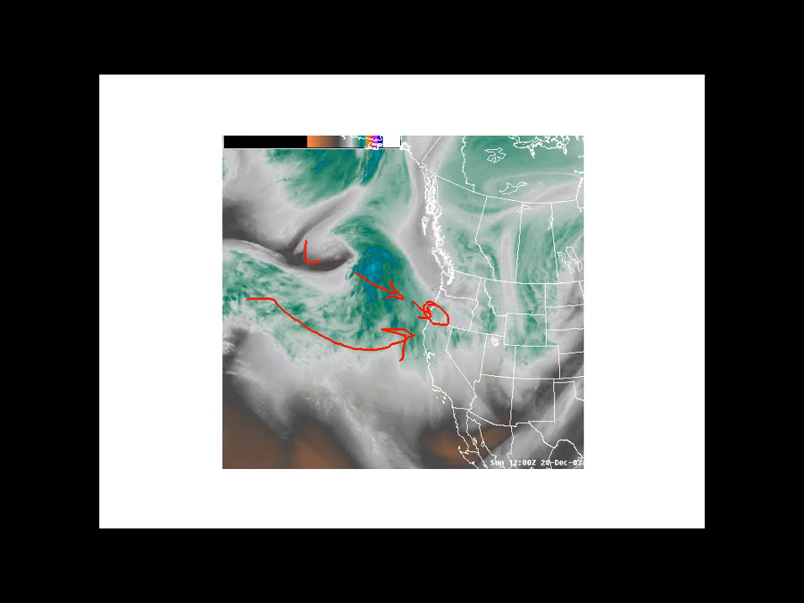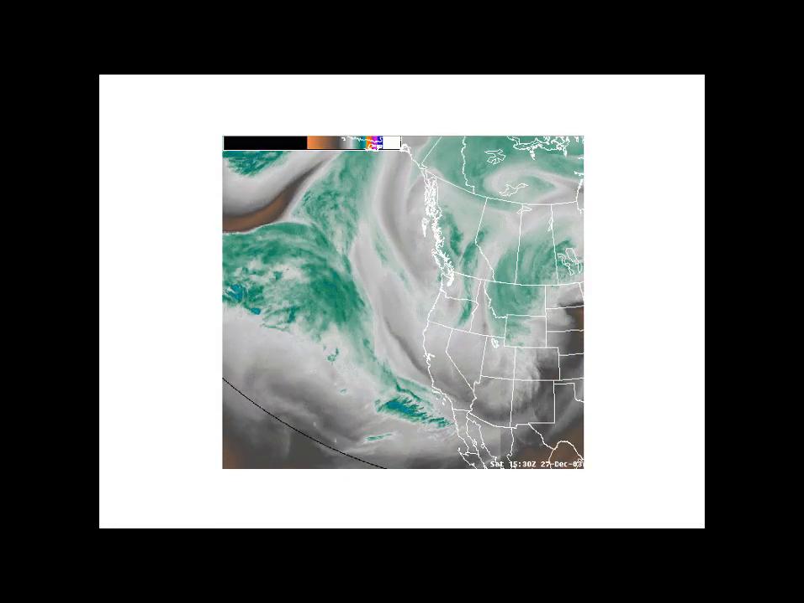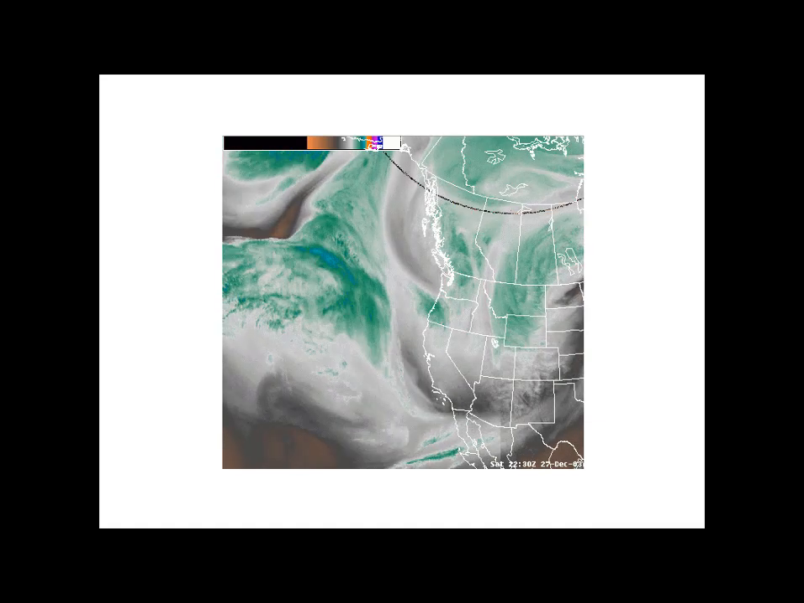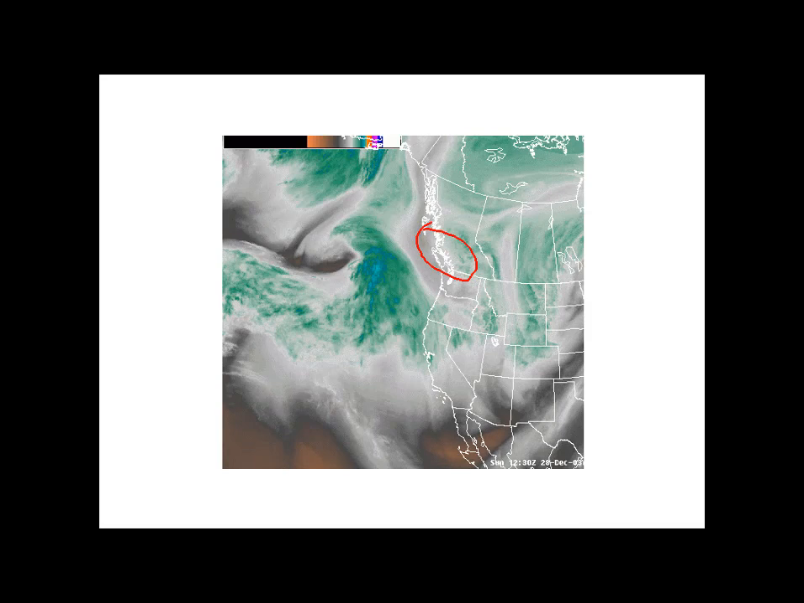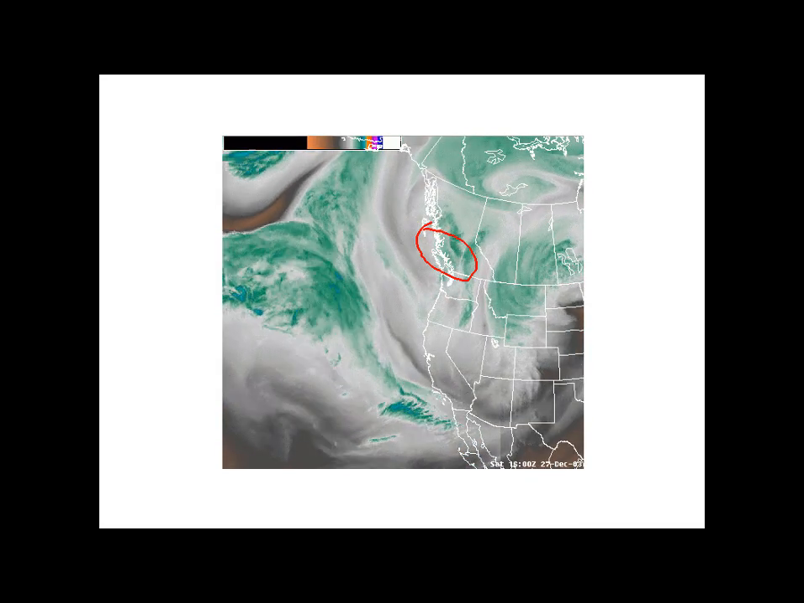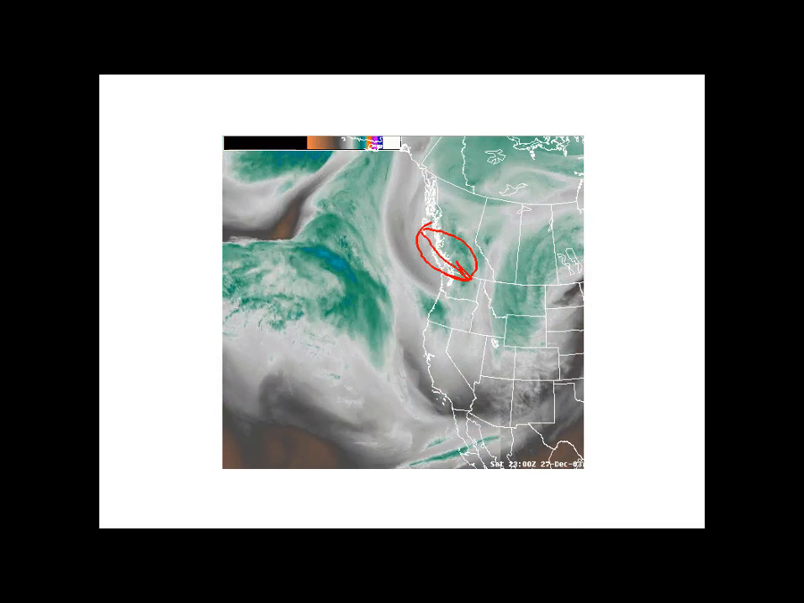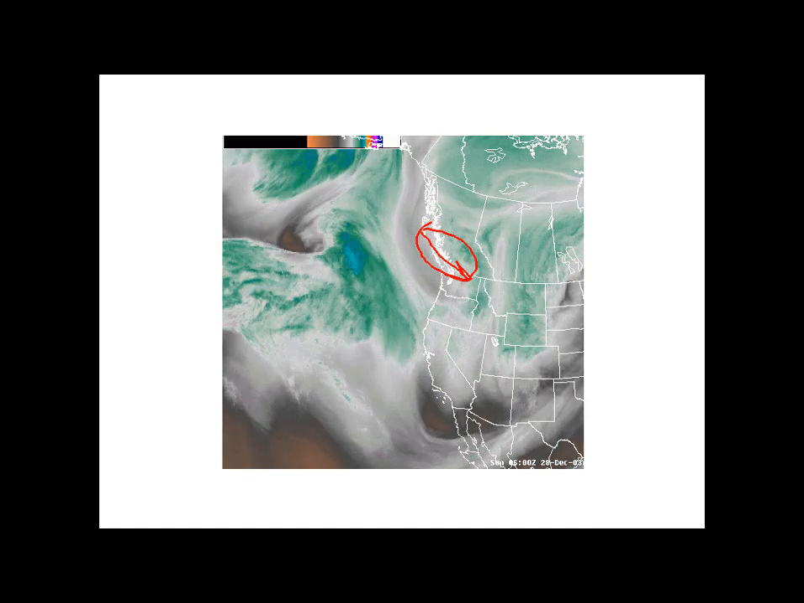And another feature that we want to pay attention to, even though it's not doing anything at the moment, is this vorticity center up here in southwestern Canada, which is moving into the northwestern part of the United States into the Washington area.